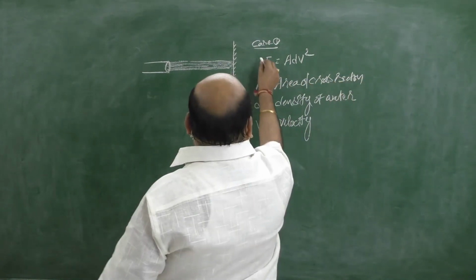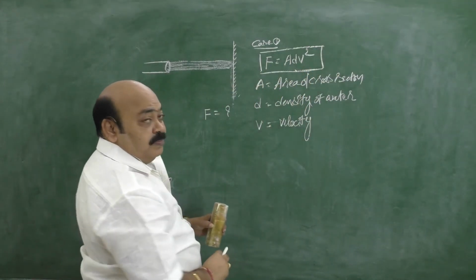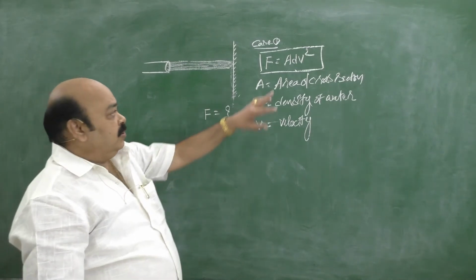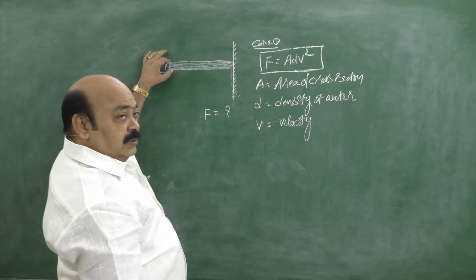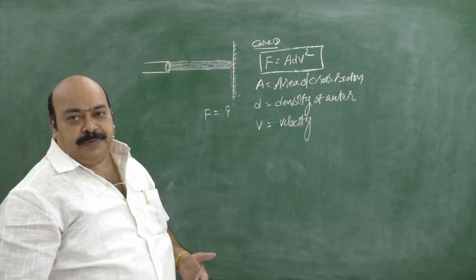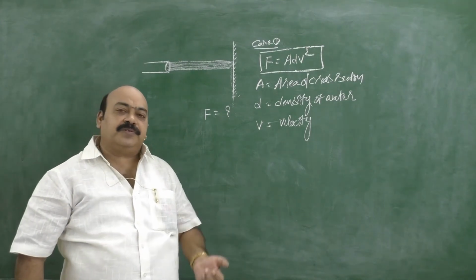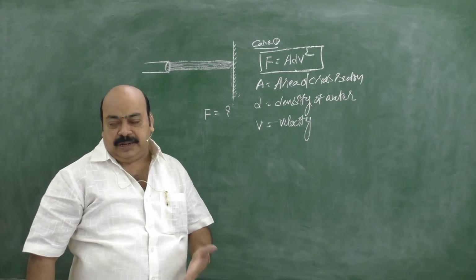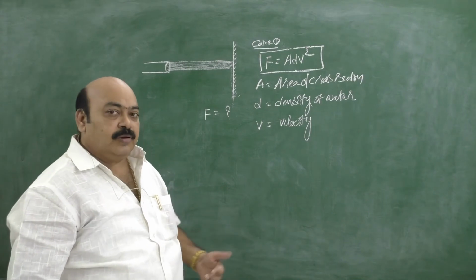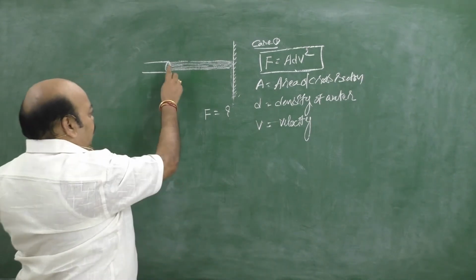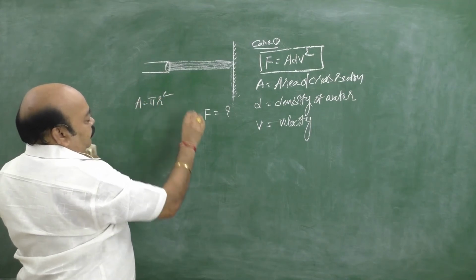The formula is given by force F is equal to AdV square. A stands for area of cross section of the pipe. Generally the pipe is circular in shape, so the area is taken as pi r square. Mostly the problem is given in terms of radius or diameter. Directly area may not be available in the data, so you have to go for calculation. For circular cross section, area A is equal to pi r square.